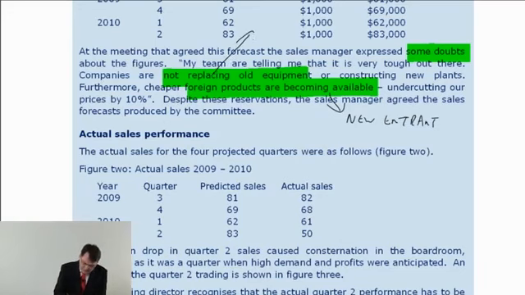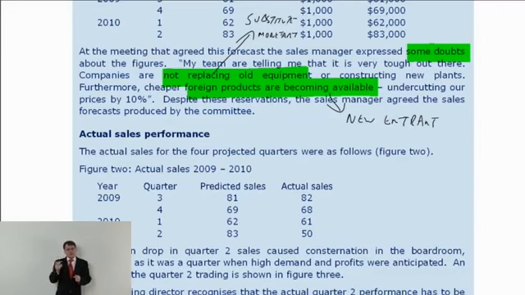The first one. People are not replacing old equipment. Now that is an example of a substitute. And it's an example of a monetary substitute because people aren't buying anything. They're not buying it from our rivals. They're not buying it from us. They're just not buying anything at all.